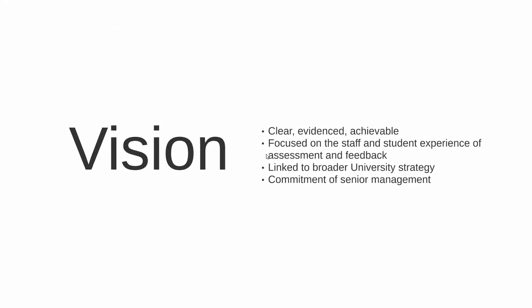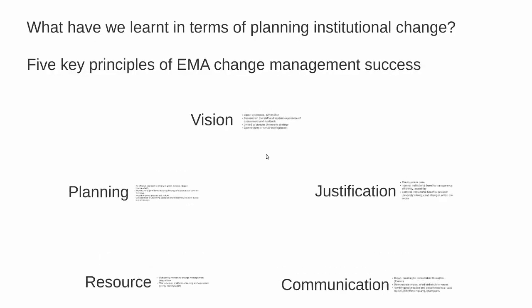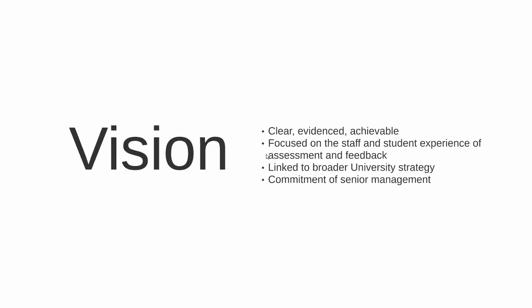And just to finish off, one of the things we wanted to think briefly about is our experience with PAIR and this broader EMA programme, which is still in its initial phases, alongside the research we've done with lots of other institutions that have gone through the same processes. What have we learned in terms of planning institutional change? Because this is major institutional change for a university. And we've thought broadly about 5 key principles of effective change management for EMA. We've thought how important it is, for example, to think about vision, a very clear, evidence-based and achievable vision that meets people's expectations.